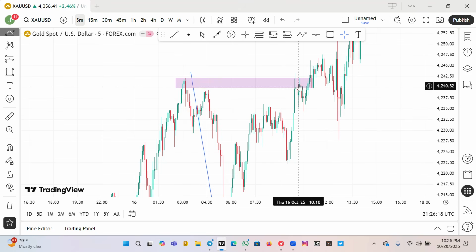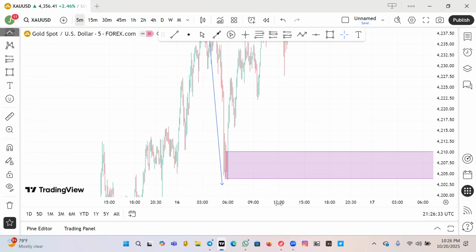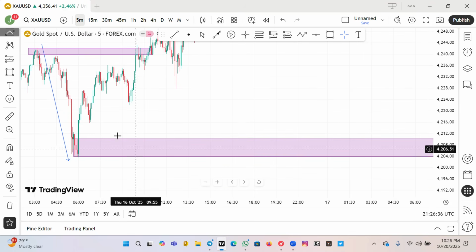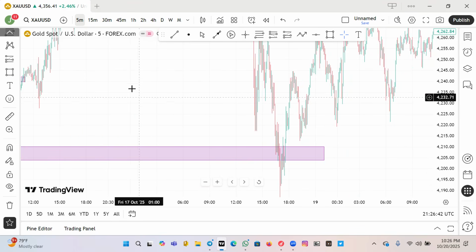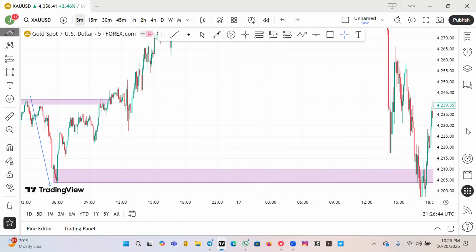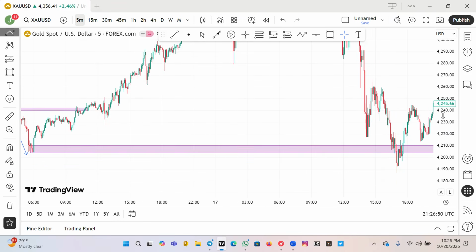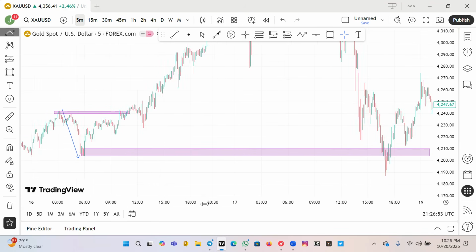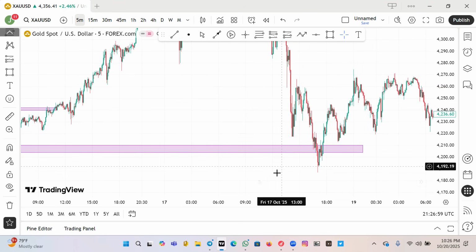So once the market gets into my order block following market structure, then I cannot take it as my order block for a sell. But we know we are in an uptrend. So what are we expecting? We are expecting the market to come back into our order block and buy off from there. That's what we're expecting.